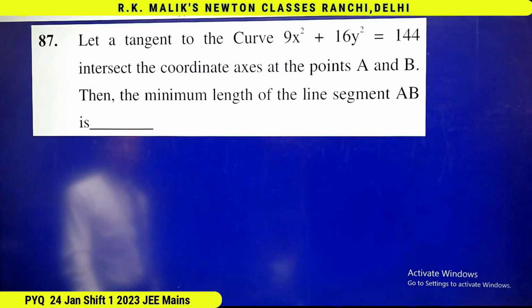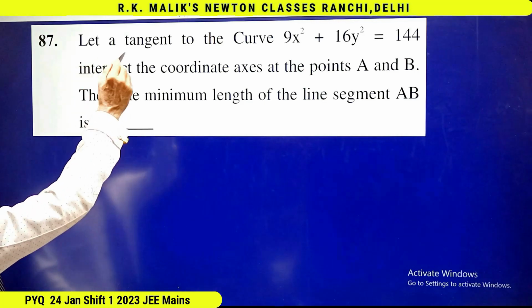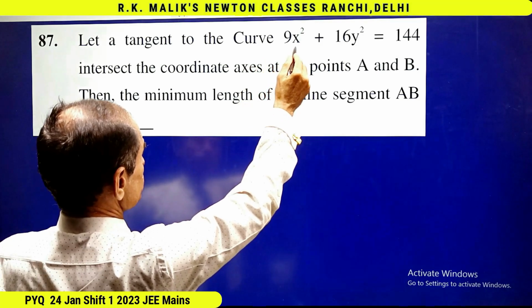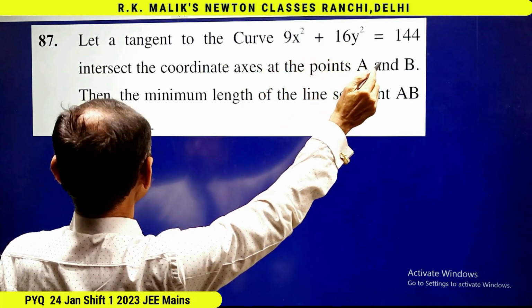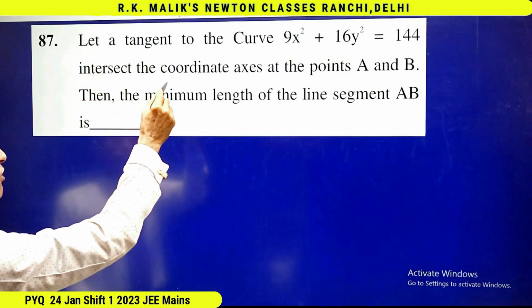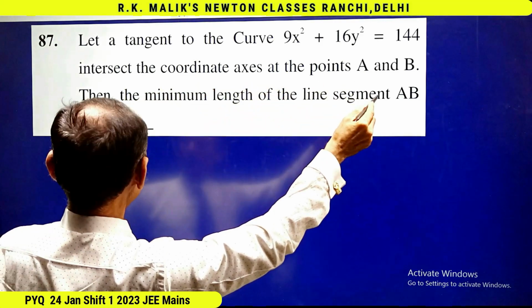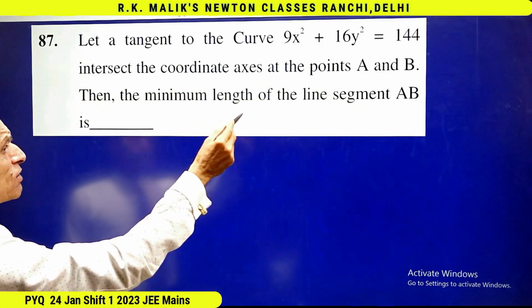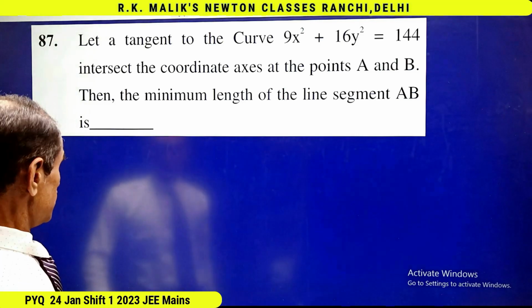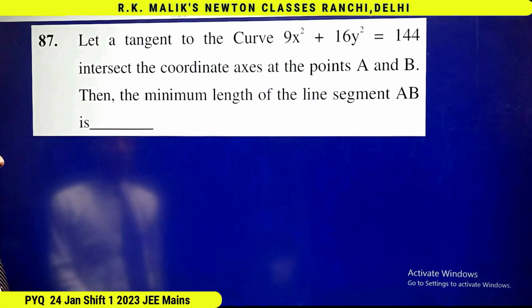In this question, it is given that a tangent to the curve 9x² + 16y² = 144 intersects the coordinate axes at the points A and B. Then the minimum length of the line segment AB is dash. You have to fill in the blank.